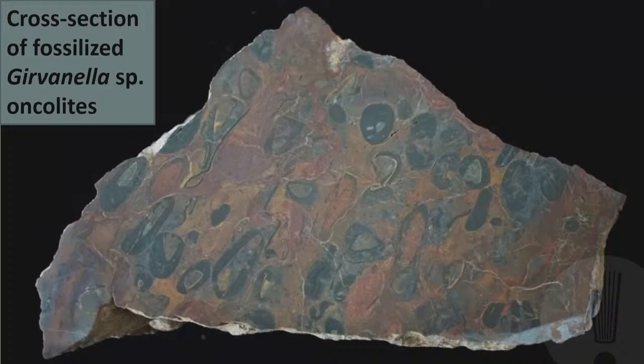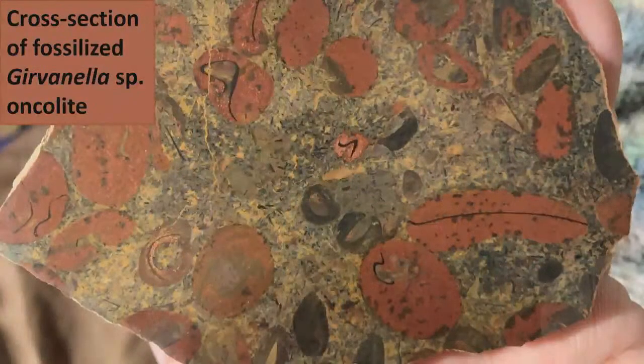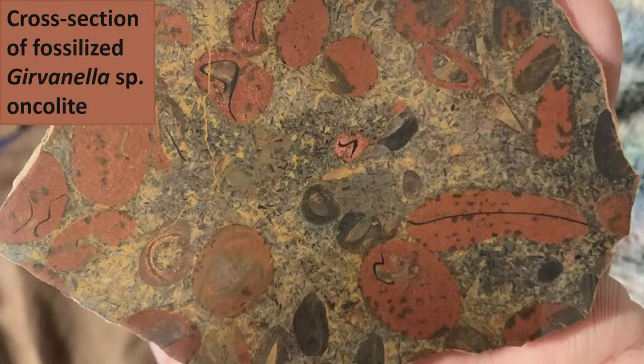What you see here, these little circular things are called oncolites. These are algal colonies that form spheres or oval shapes. And this is a piece of rock that has been cut and polished, and it really kind of brings out a lot of those algae oncolites. Sometimes these oncolites were preserved with iron oxide, and that can kind of impart a red color to them.